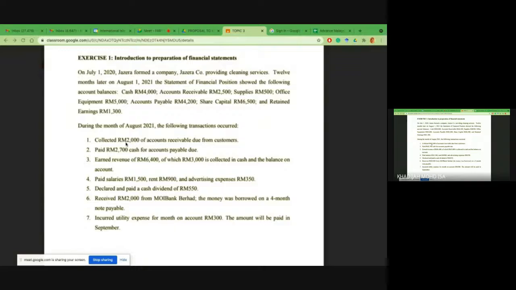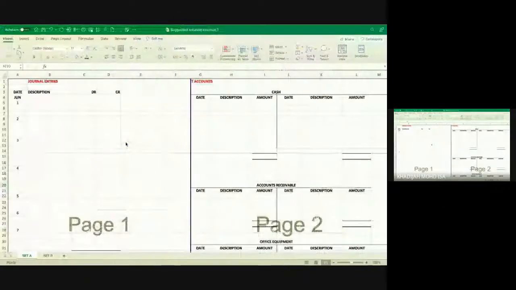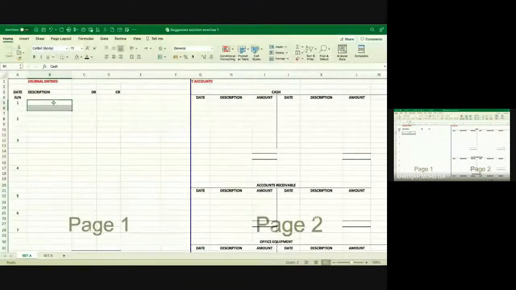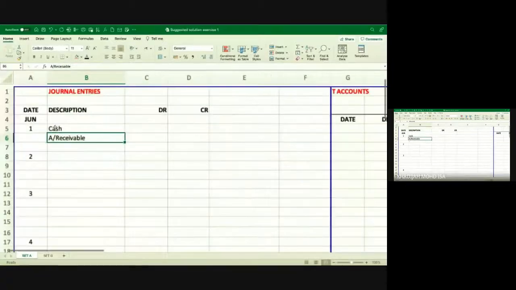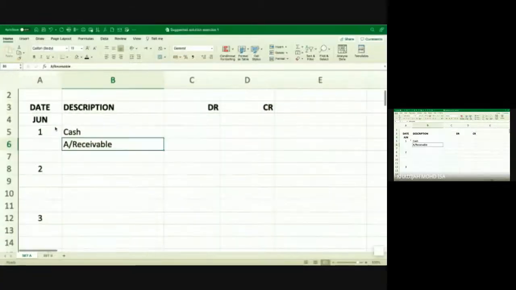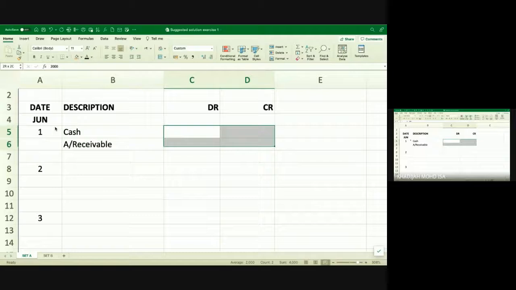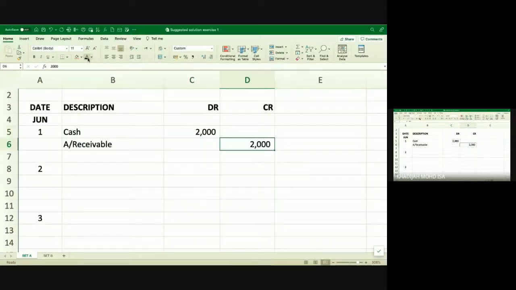Why? Because accounts receivable now pays you, so it means that the amount due from accounts receivable now reduces, right? So what you do is identify the accounts first: your cash and your accounts receivable. You can see that clearly. All right, and how much is it? 2,000 ringgit. So you identify which one is the debit, which one is the credit. Is that clear?